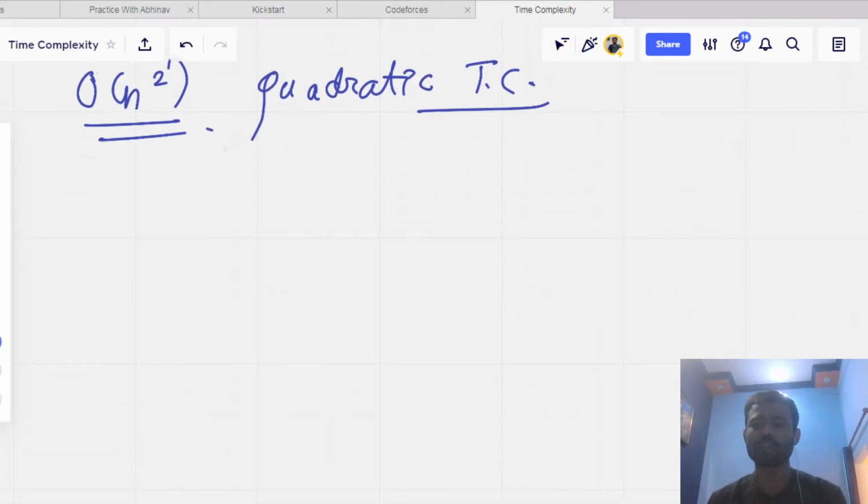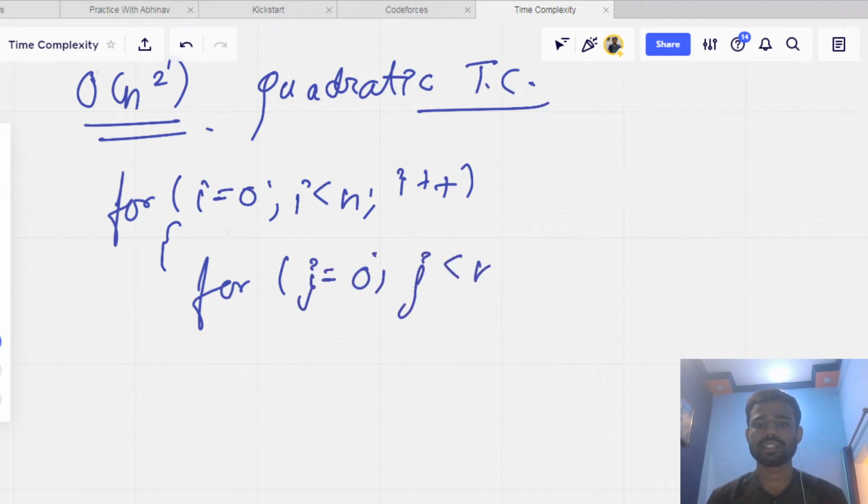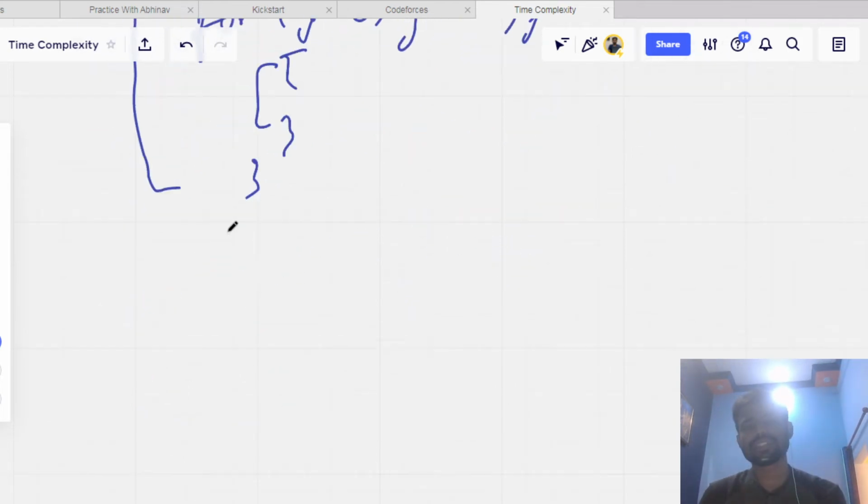So the first example of this quadratic time complexity is obviously a nested loop: a for loop from i is equal to 0, i is less than n, i plus plus, and the same thing for a loop of j is equal to 0, j is less than n, j plus plus. Okay, so this is a nested loop. So this will take O n square. Obviously it will take O n square. Fine. Now let's take another example.